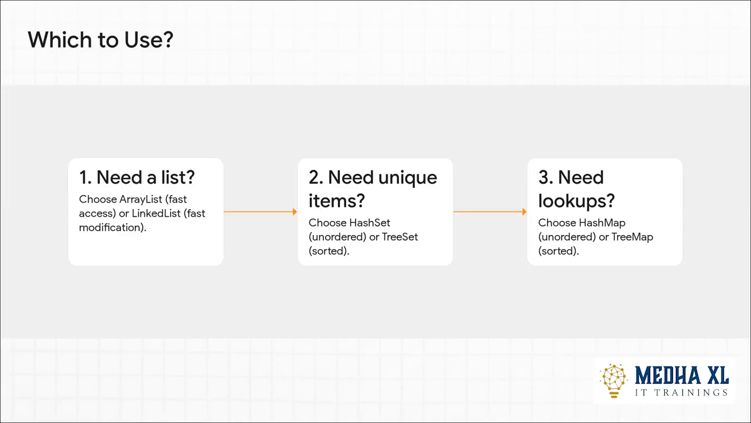First, do I just need a simple ordered list of stuff? If the answer is yes, you're looking at either an array list or a linked list. Second, is it absolutely critical that every item is unique? If yes, then your choice is between a hash set and a tree set. And finally, do I need to look stuff up using a unique key? If that's what you need, you're grabbing a hash map or a tree map. That's it. It really is that simple.